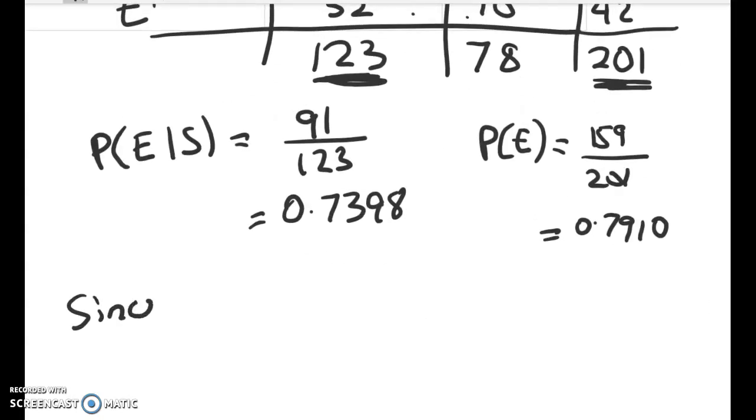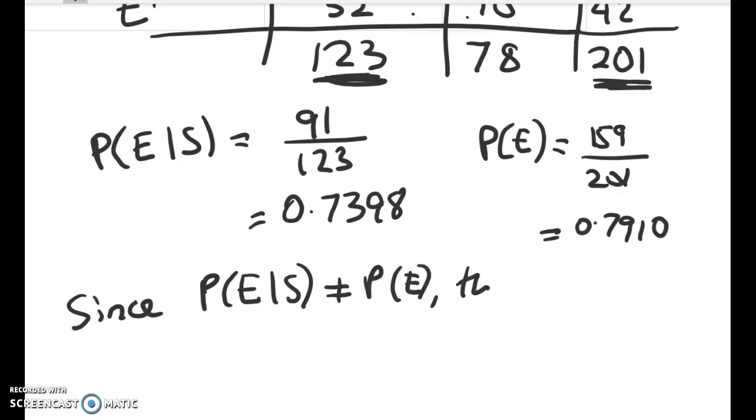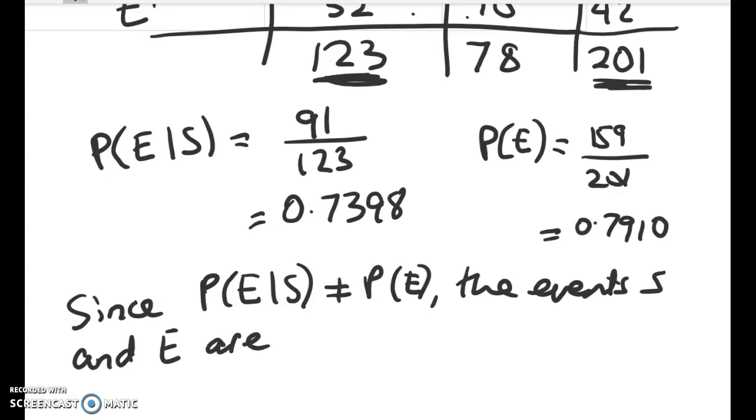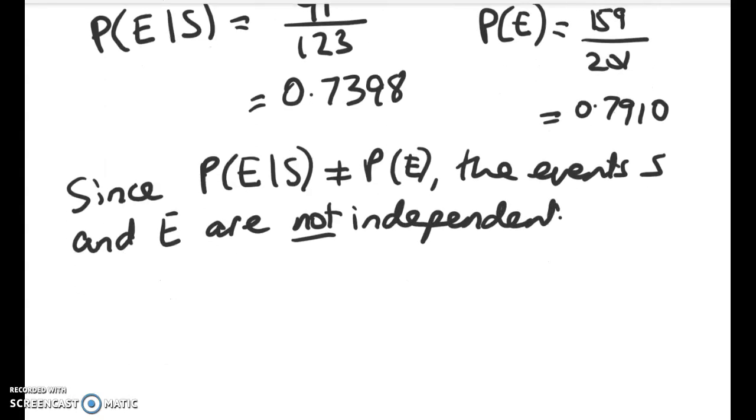So, since the two probabilities are different, we can say that the events S and E, so the events snoring and passing, are not independent. What that means, and that's all you had to say for the question, but sometimes you might need to explain that a bit more. So here's one way to do that.